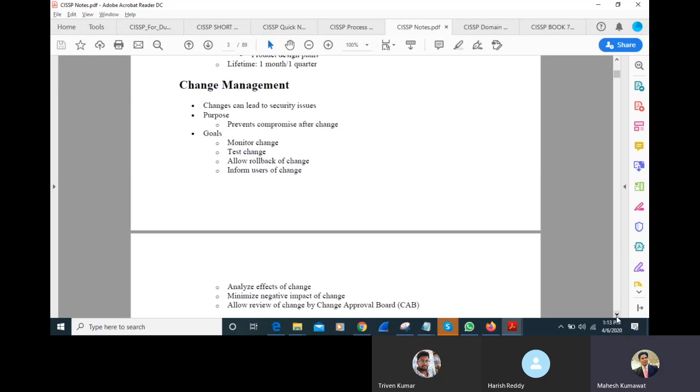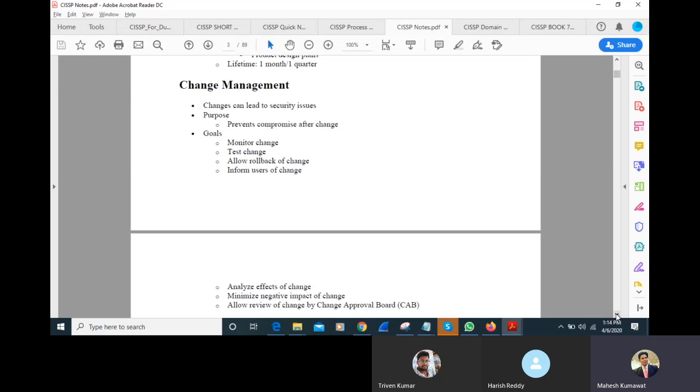What is the goal of this? Monitor change, test change, allow rollback of change, inform users of change. What type of change we do, we inform the users of the change, allow rollback of change, test change, monitor change and analyze the effects of the change, minimize negative impact of change, and allow review of change, with change approval from the CAB. Change management is a part of ITIL. ITIL is a framework, basically the Information Technology Infrastructure Library.